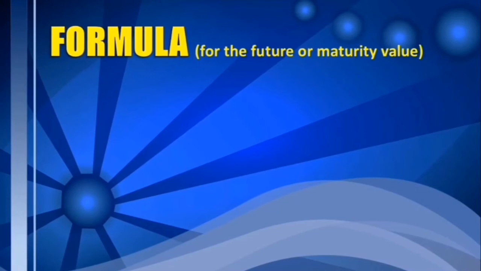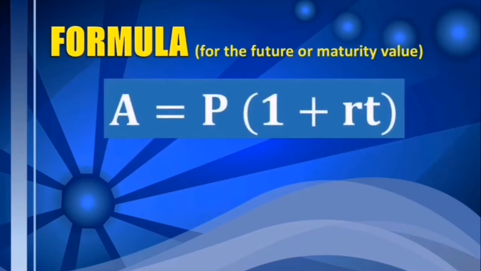Formula. Let's have the second formula. This formula is applicable in finding the future or maturity value. So we have the formula A equals P times (1 plus R times T). A here stands for the future or maturity value, which is equal to the interest plus the principal, and the rest of the variables are the same as in the first formula for simple interest.